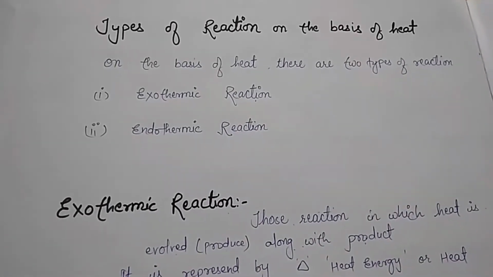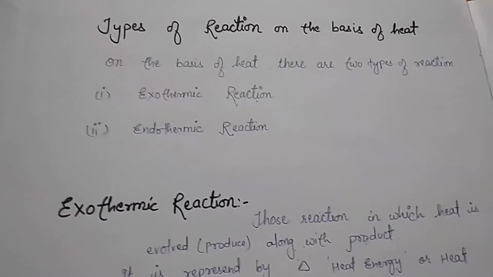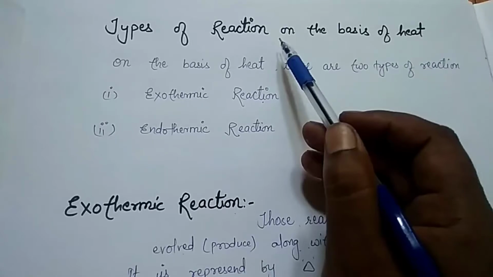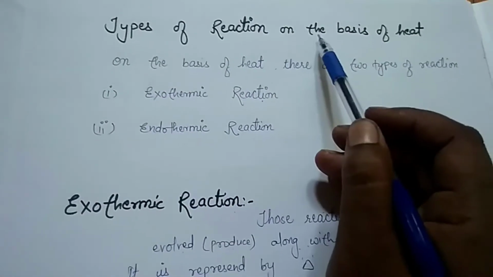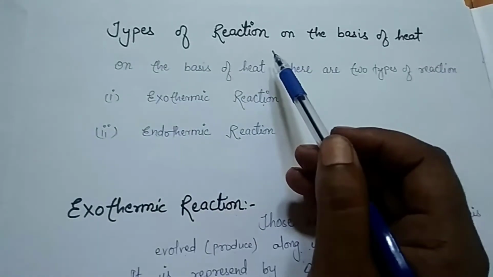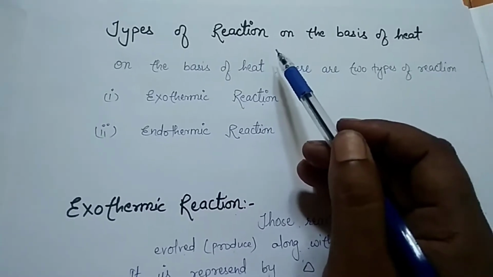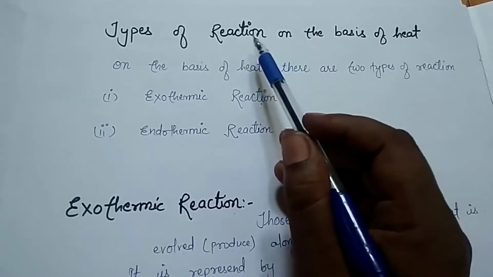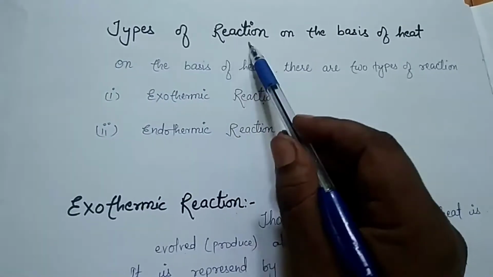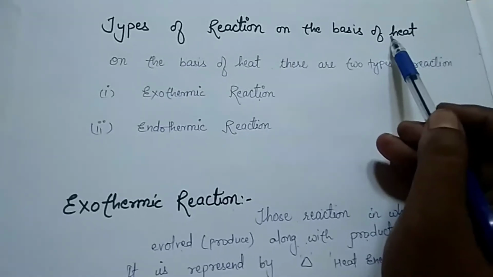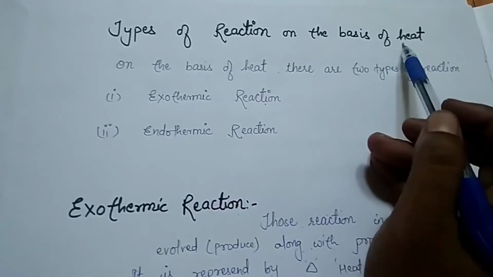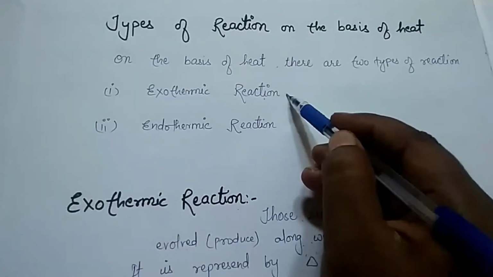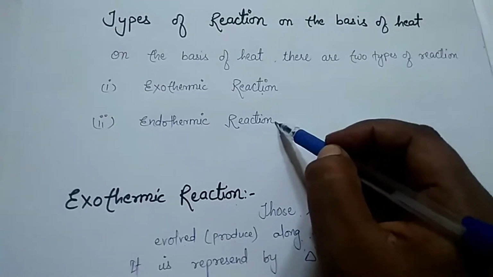In this video we are going to study the type of reaction on the basis of heat and also solve questions on the basis of this. In the earlier video, I had explained the type of reaction on the basis of product formed, and this is a new type of reaction on the basis of heat. On the basis of heat, there are two types of reaction. The first is exothermic and the second is endothermic.